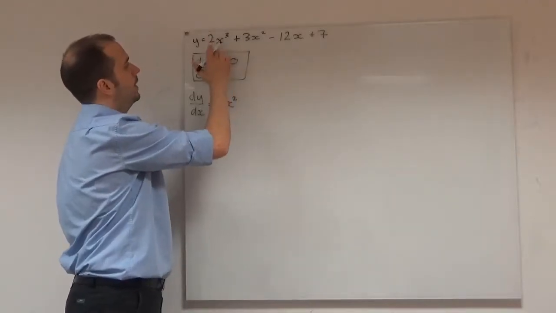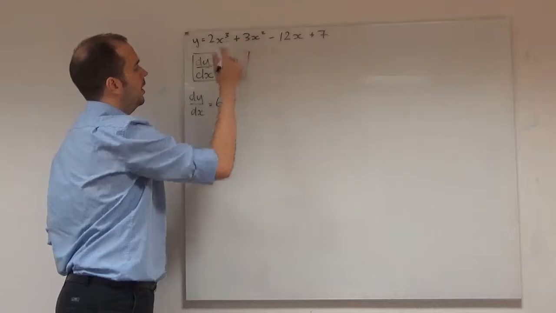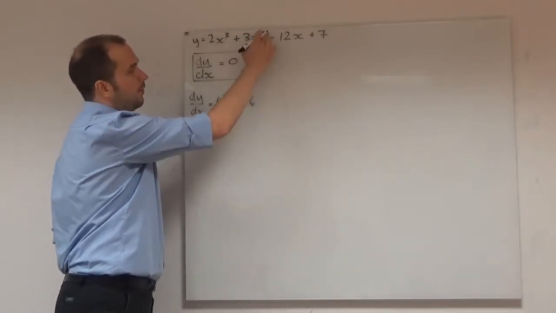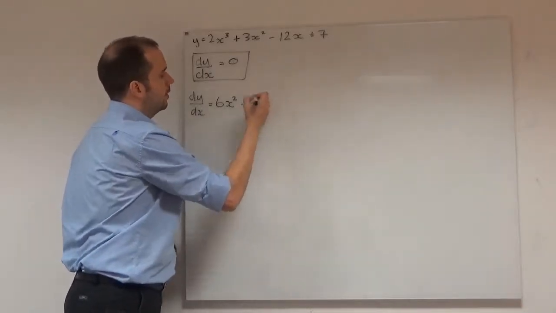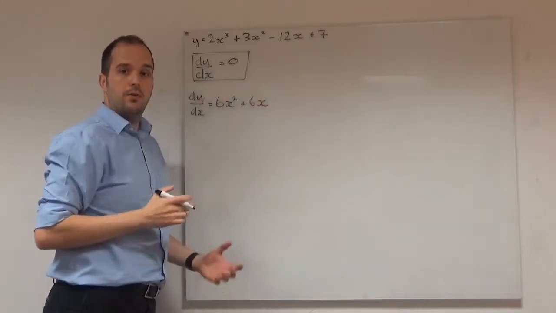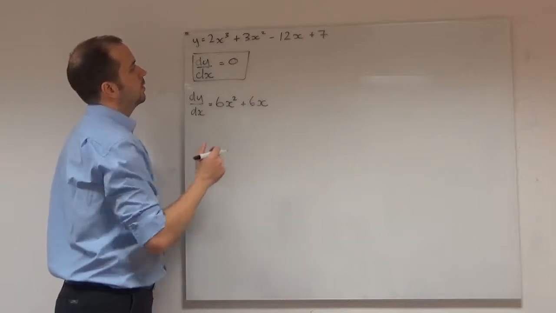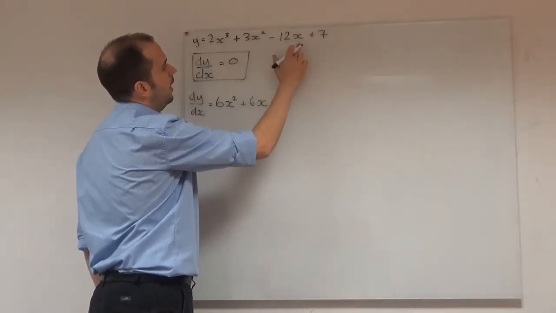Looking at the next term, we have 3x squared, so how do we differentiate that? Well, we do the same as we did for this one. We bring the power down the front, so we'll have 3 times 2, which is 6. Take 1 off the power, so 2 minus 1 is 1, so we'll have that as 6x. You could write in x to the power of 1, but we don't normally do that, so we'll just leave it as 6x.